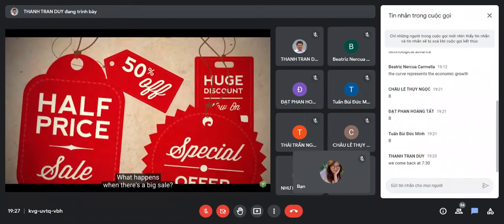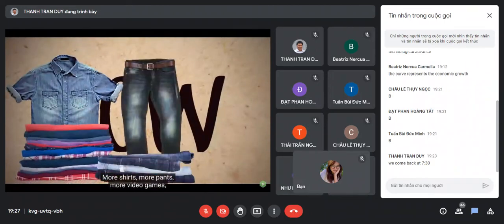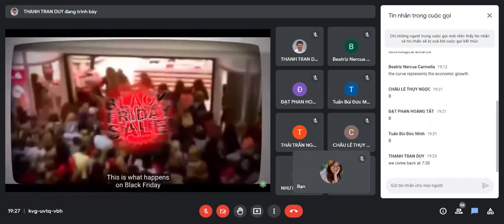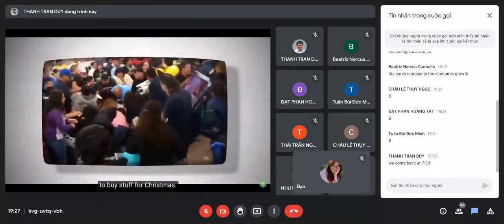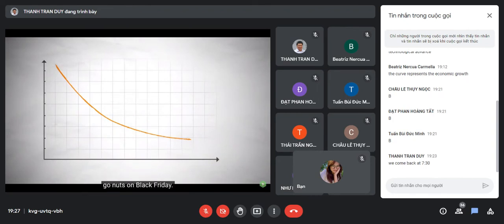What happens when there's a big sale? Well, at a lower price, people buy more shirts, more pants, more video games, and they do stuff like this. This is what happens on Black Friday when retailers lower their prices to get people to buy stuff for Christmas. The demand curve illustrates the intuition for why people go nuts on Black Friday.